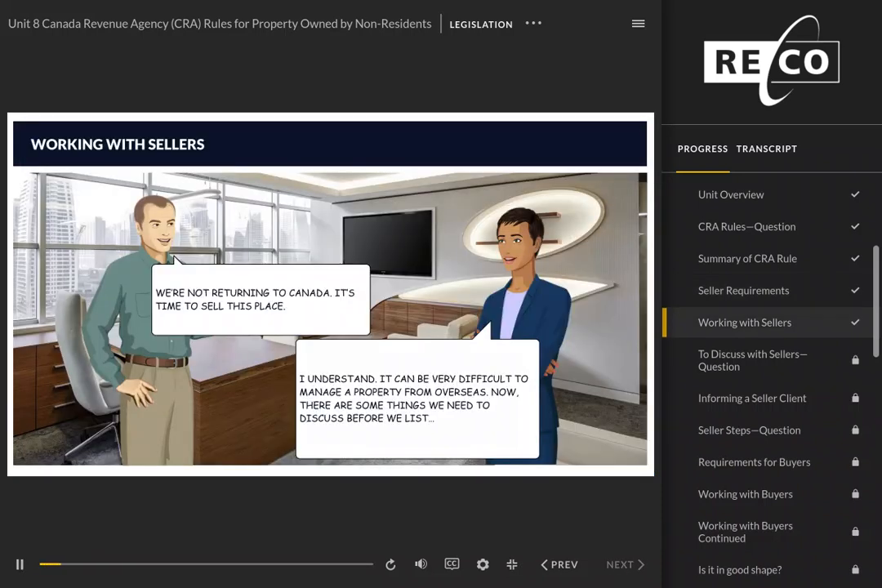We've only just looked at a very brief overview of the seller's responsibilities, but this is all very technical, so let's see how this plays out in real life. Shannon is working with a new client, Alex, who is referred to her by a family member. Alex wants to sell his property. He's Canadian, but has lived abroad for several years. Read the conversation on screen before weighing in on what Shannon should discuss with her client about the sale of this property.